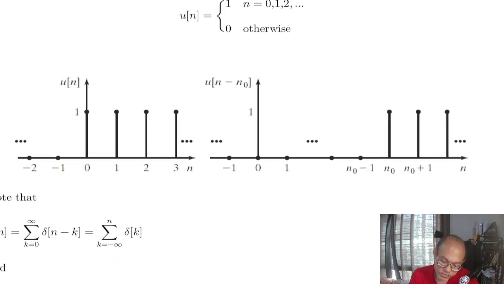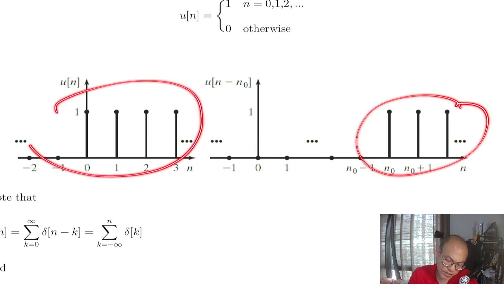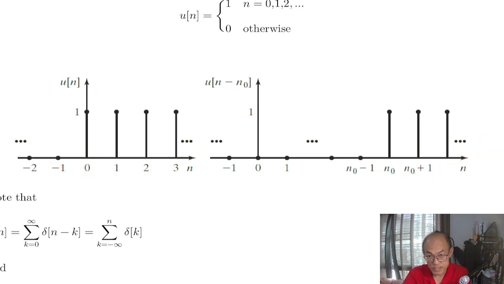Okay, of course, you can shift a unit step signal. This one is shifted to the right by n0. So starting with here, shift it right by n0, you get that one. So you can shift it right or shift it left.